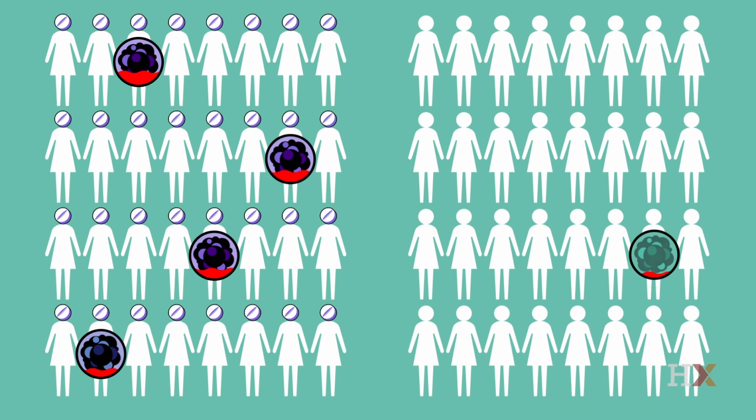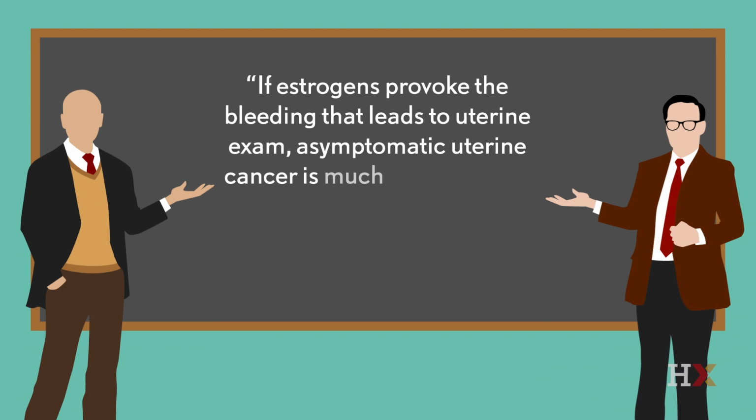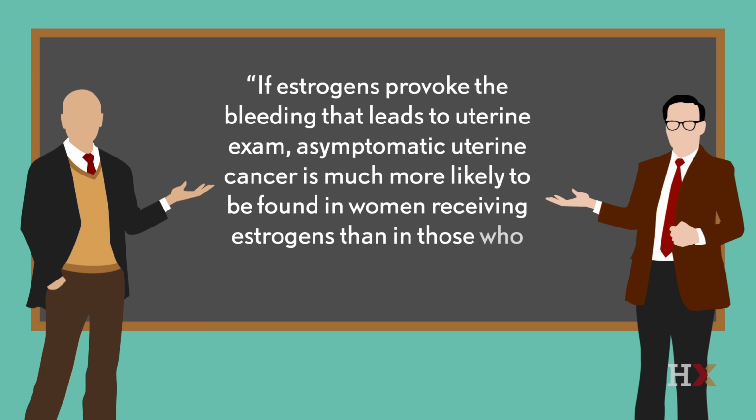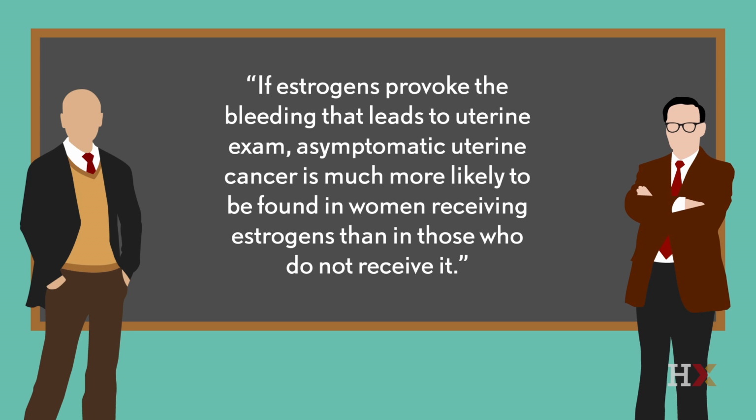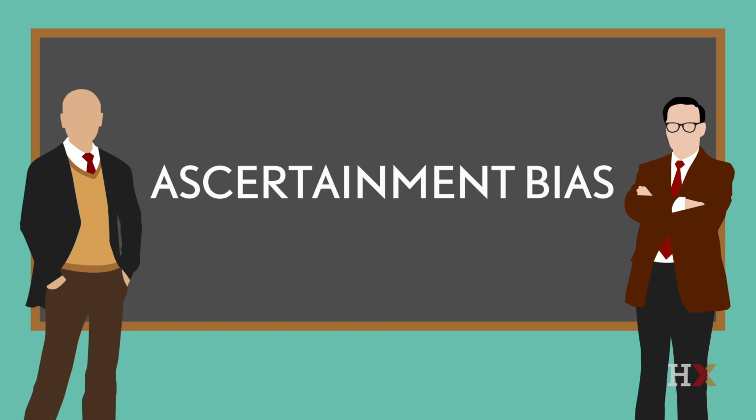So what Feinstein and Horwitz said, in their own words, is: if estrogens provoke the bleeding that leads to uterine exam, asymptomatic uterine cancer is much more likely to be found in women receiving estrogens than in those who do not receive it. And they thought that this could fully explain the association between estrogen use and endometrial cancer. They referred to this phenomenon as ascertainment bias.